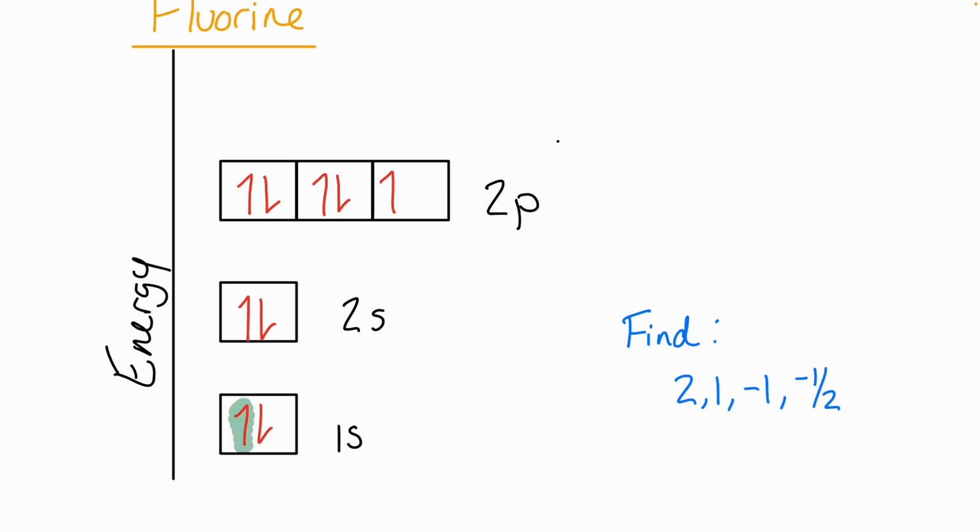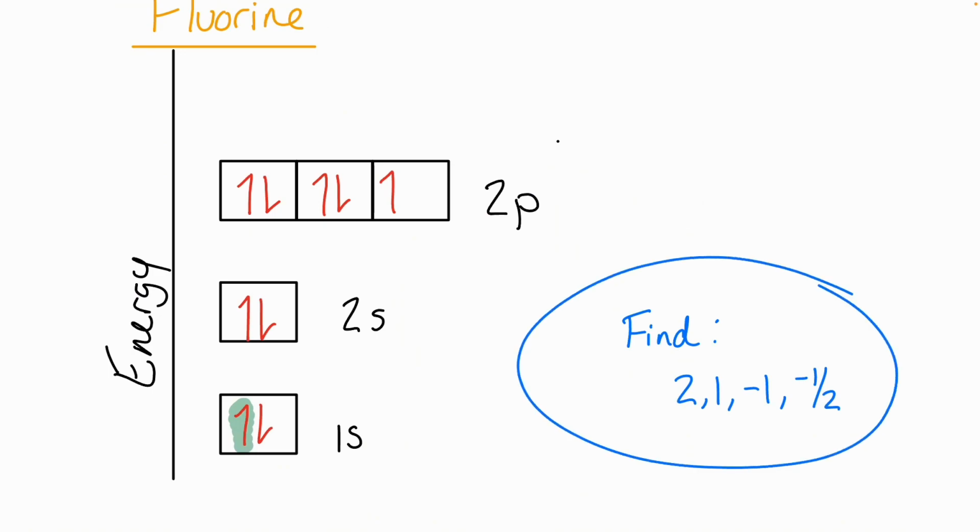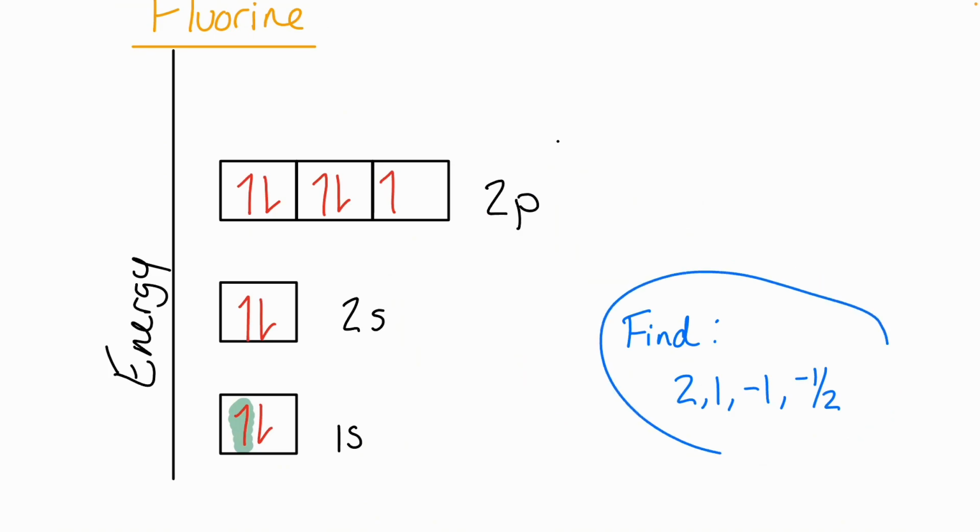Once you've got that done, you're going to do kind of the reverse. I'm going to give you the quantum number address of an electron, and I want you to locate it on our diagram here. 2, 1, -1, -1/2. What am I talking about there? Where is that electron located on that electron configuration diagram?